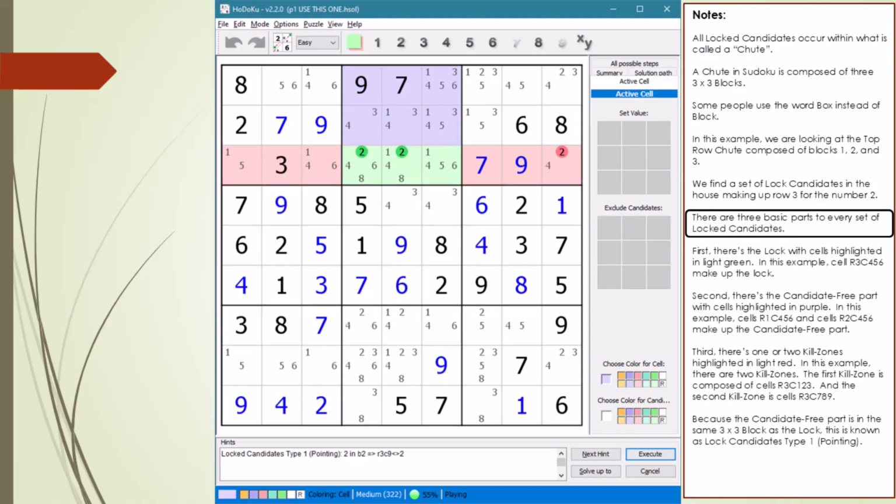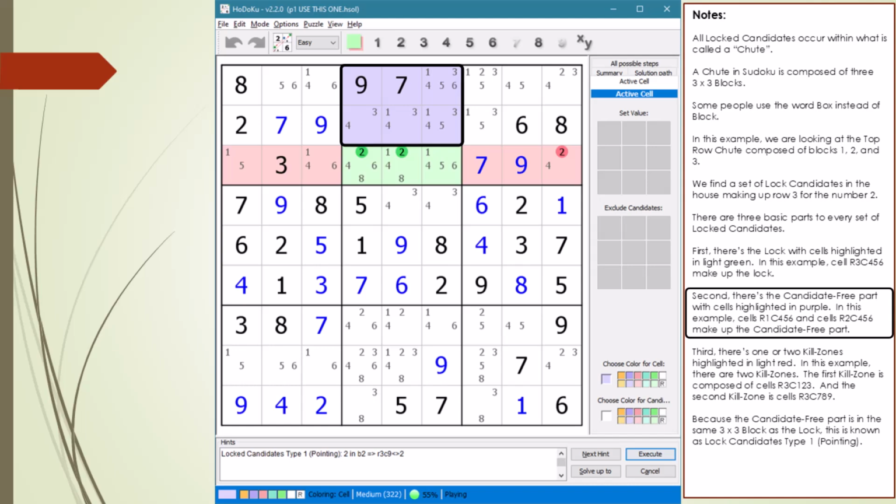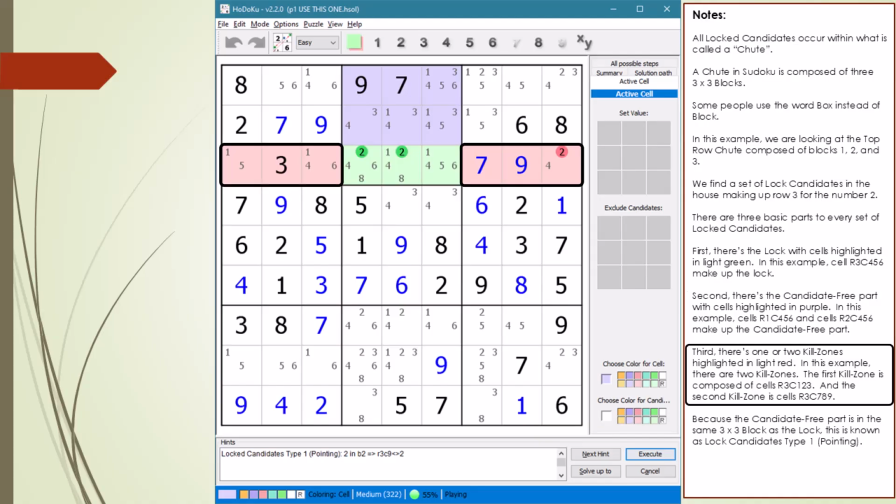Now we are going to discuss the individual parts that make up the lock candidates pattern. Every set of lock candidates is composed of 3 parts. First, there's the lock part. The lock part is composed of 2 or 3 cells, and in this example is shaded in light green. The second part is called the candidate free part. In this example, the candidate free part is shaded in purple. And the third part is 1 or 2 kill zones, now shaded in red. In this example, there are 2 kill zones on each side of the lock part.